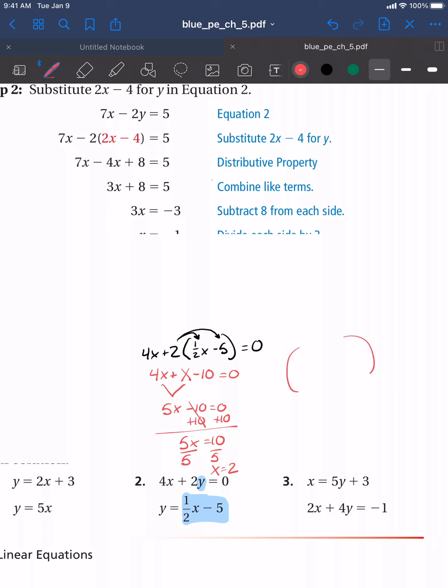I know that's what you meant. Now, what coordinate did I just find? The x one. So this is 2.